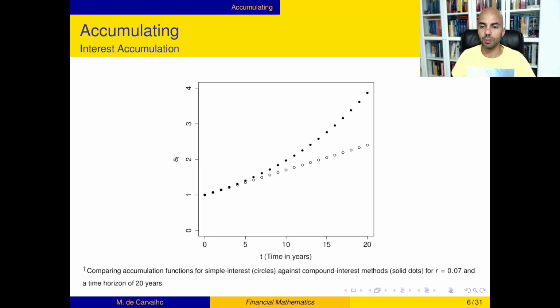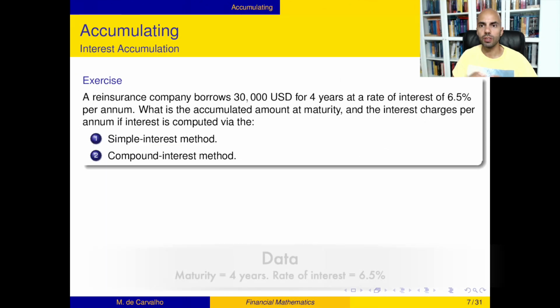Here is a chart comparing accumulation functions for simple interest against compound interest for rate of interest equal to 7% over a time horizon of 20 years. As it can be seen, compound interest always dominates simple interest. Okay, so time for an exercise. You may want to pause the video now so to work out the details on your own.